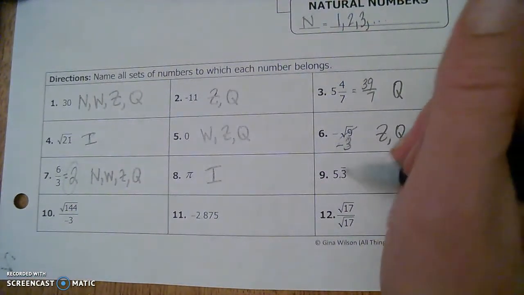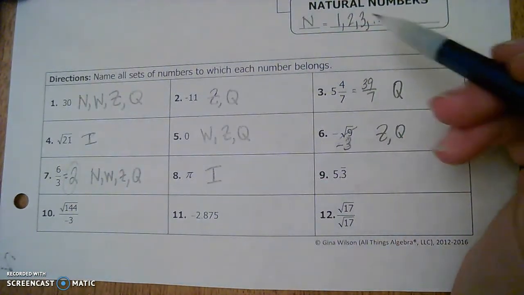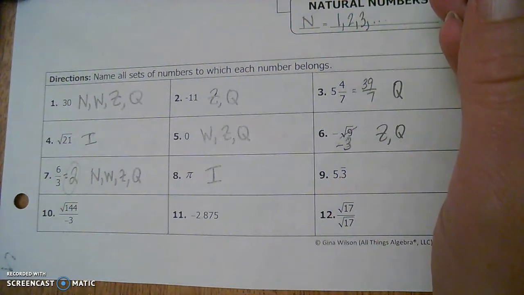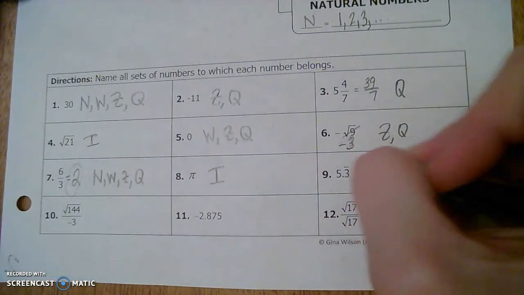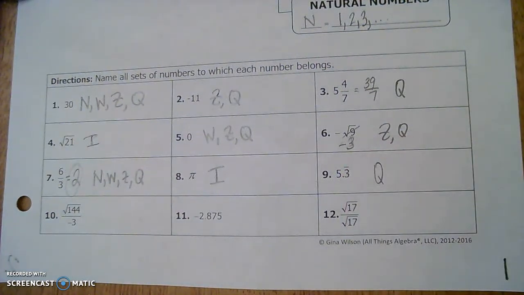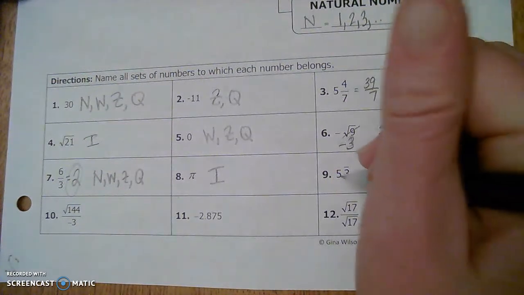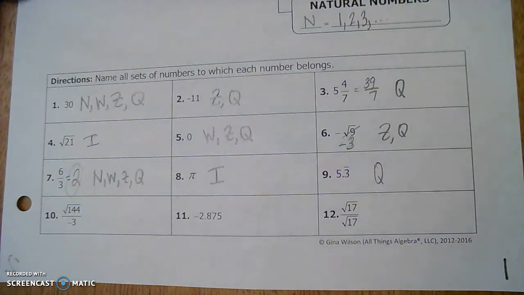As soon as you see a decimal, you know it cannot be natural, whole, or integer. Since it's repeating, that's part of the rational number definition. So it's a rational number if you have a repeating decimal. This 5 doesn't make it an integer.